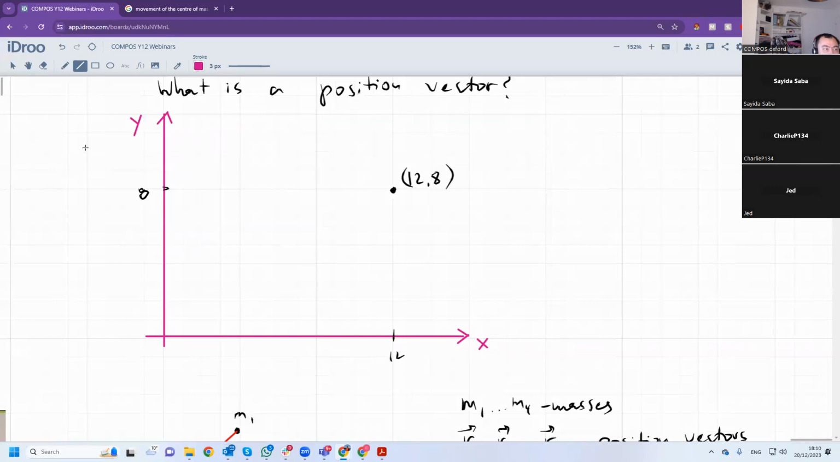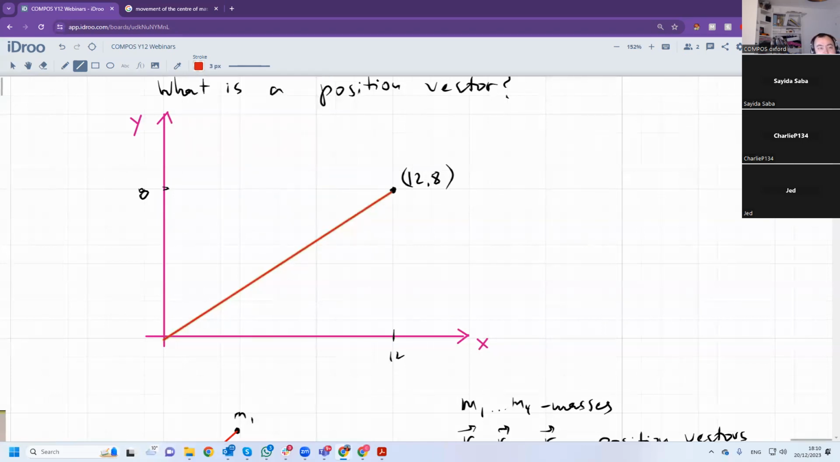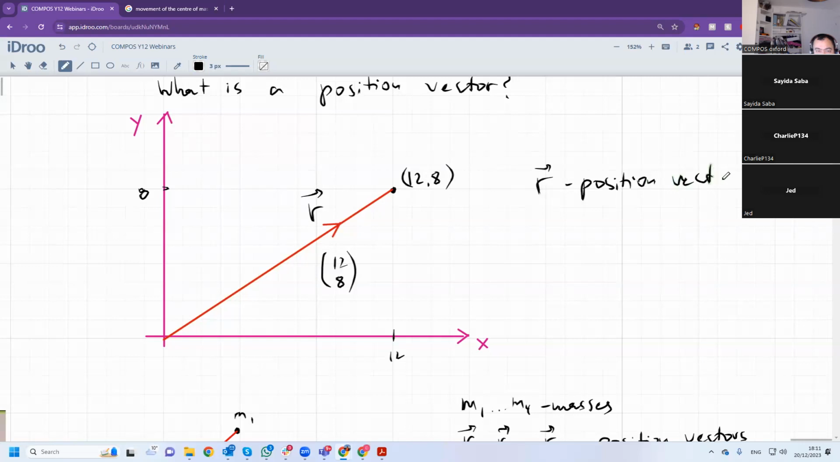But the position vector is a vector drawn from the origin to your current position. So this is your position vector. And the coordinate of this vector is going to be 12, 8, of course. So R is the position vector of point P. So if you're standing at point P, your position vector is 12, 8.